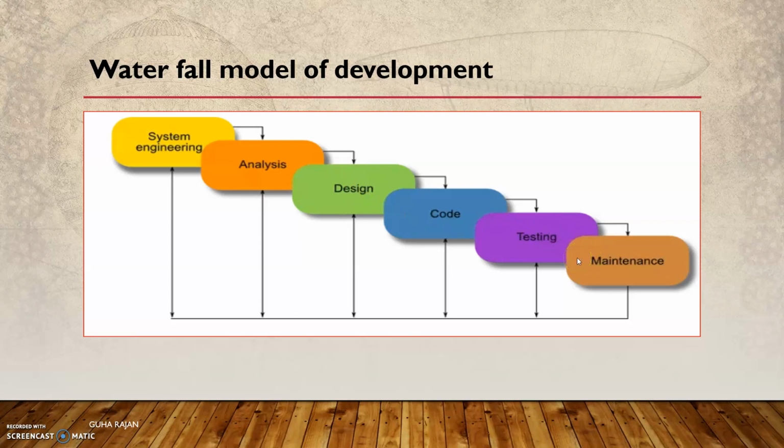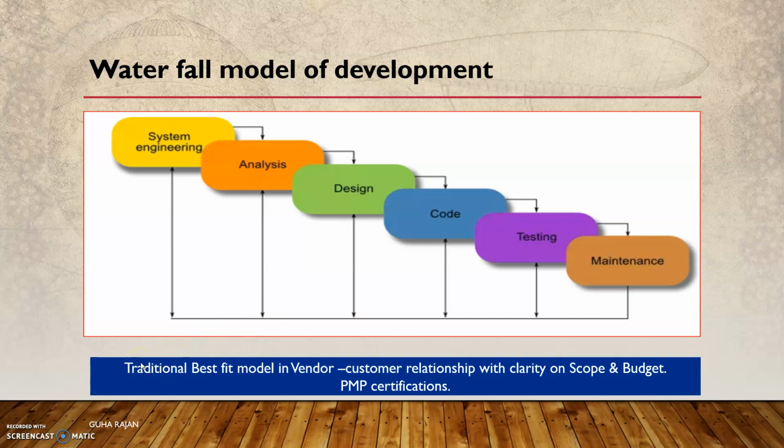So the waterfall model is very common. It was there for decades together. In fact, this is a traditional best-fit model, particularly if you have a vendor-customer relationship. Vendor-customer in the sense that you provide a quote which gets approved, and you have clarity on the scope from the customer end as well as the budget. The vendor is a legal entity and the customer is again a legal entity, so two different legal entities. Then the waterfall model is a perfect one, and there is a clear requirement scope.